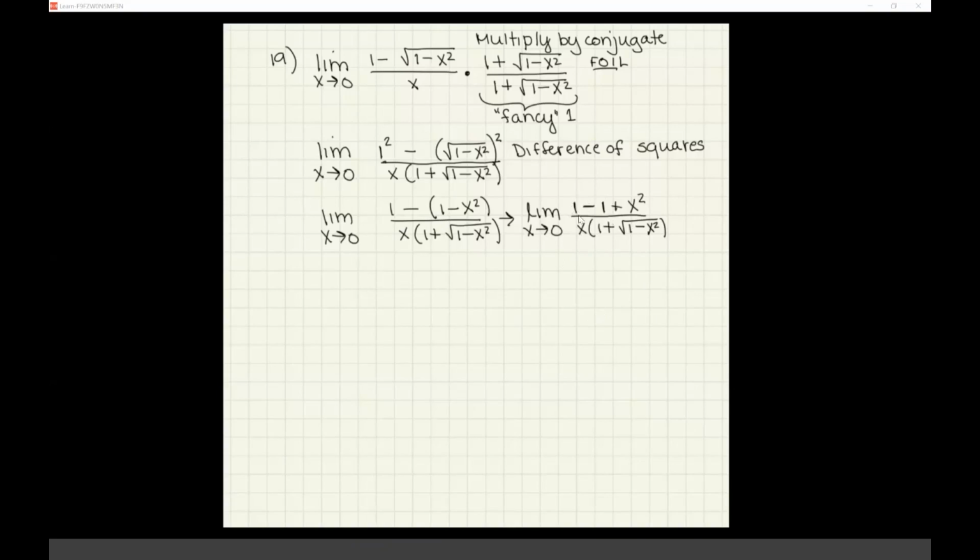How about this? What about 1 minus 1? Does that cancel out? I got positive 1 minus a 1, so they cancel out, and I'm left with this. Okay, now what do you notice?